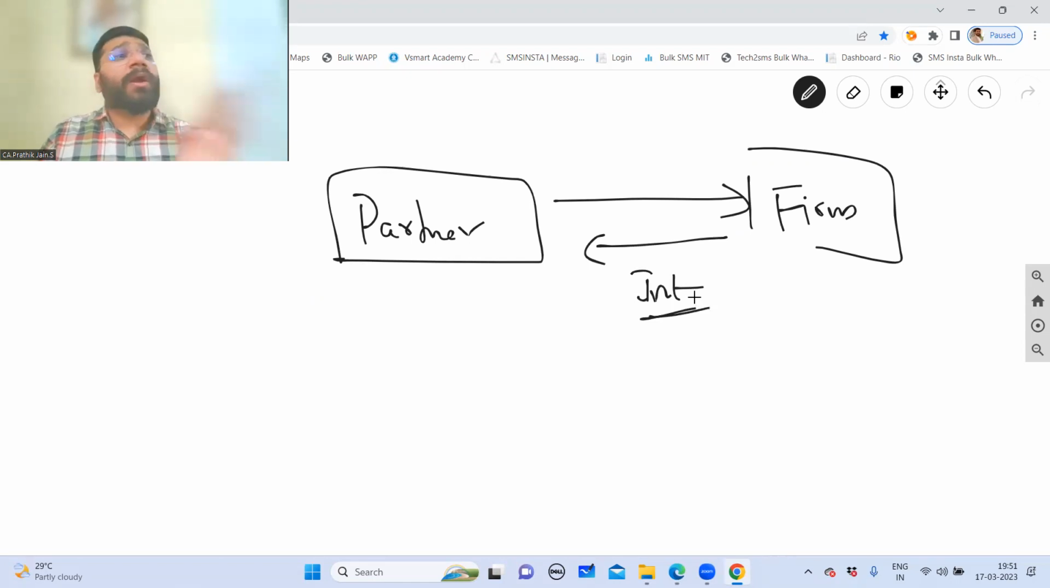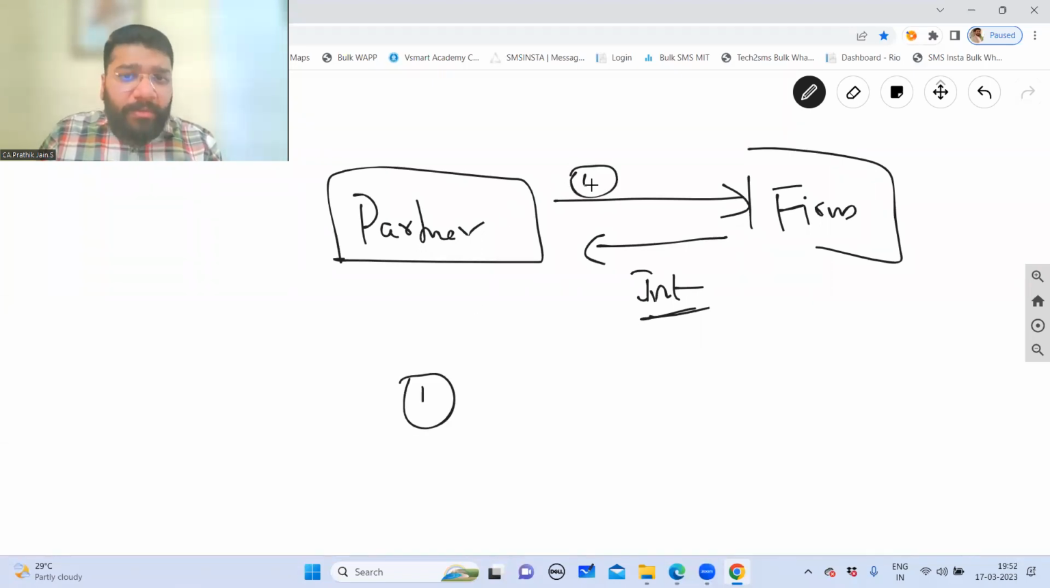Now, the firm has to pay in return what? Interest. We are not debating whether an interest agreement is there or not. That we are not discussing. I'm telling you, if interest is supposed to be paid. Now, for the loan being given, what will be the entry? If the partner gives a loan to the firm, what entry will the firm record?